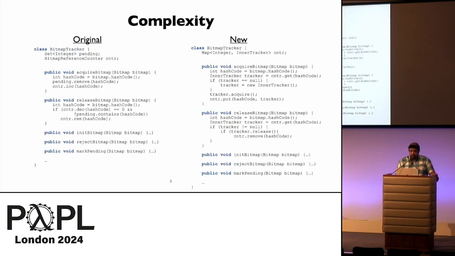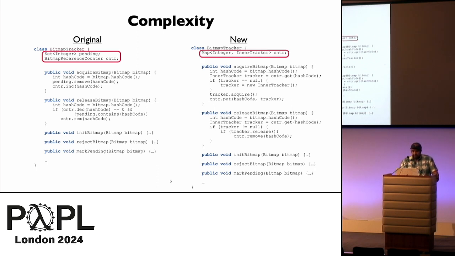To help illustrate some of these challenges, here's an example refactoring we found on Github in the bitmap tracker class taken from a popular Java repository called Glide. You don't need to understand everything that's going on here. I'll just walk you through the relevant portions.